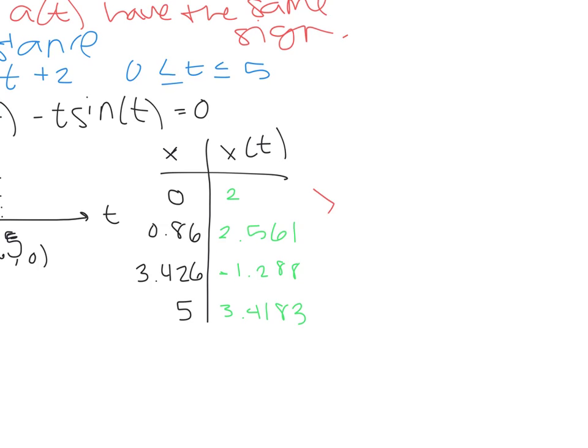Now we need to look at the distance between these distances. The distance between 2 and 2.561 is 0.561. So between 0 seconds and 0.86 seconds, when the particle stopped to change direction, it already traveled half a foot, essentially. Now we need to figure out the distance between these two values. There's no estimation in this class, so you need to actually plug those values into your calculator and see what you get. I'm going to give you a second to do that.